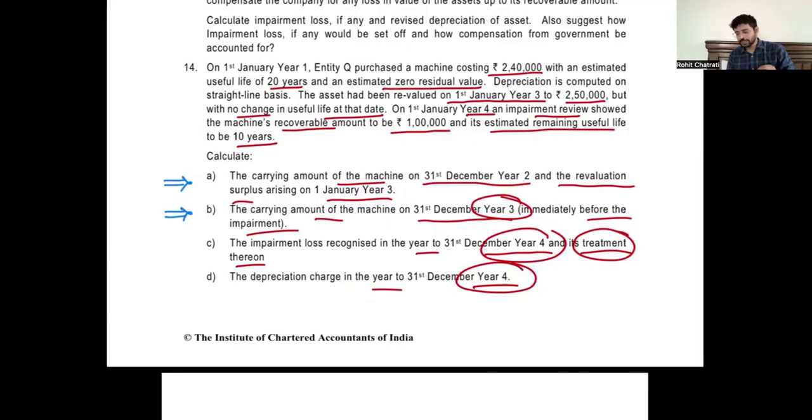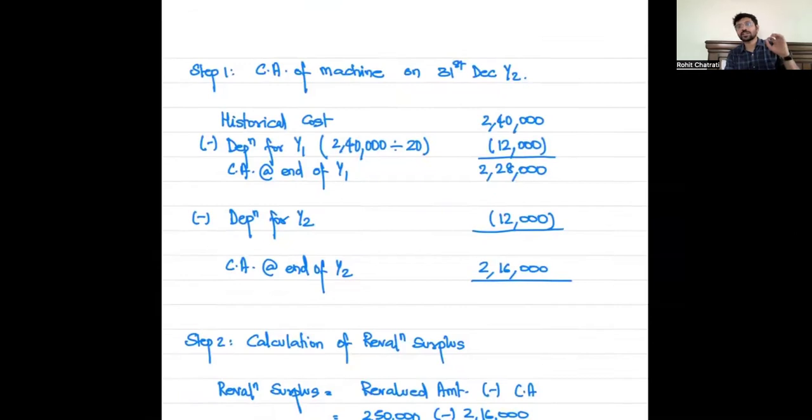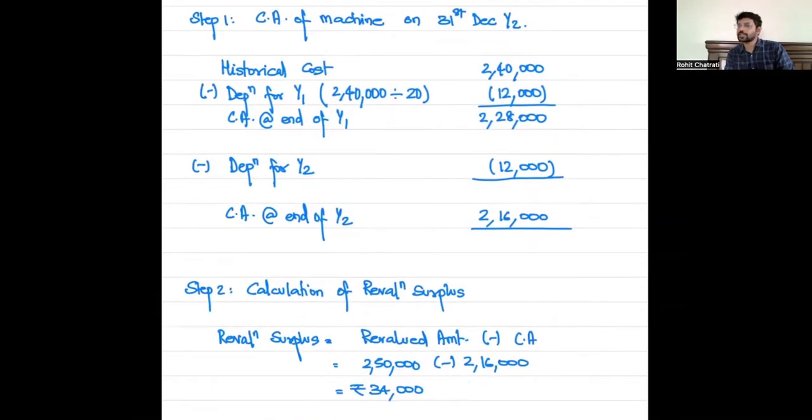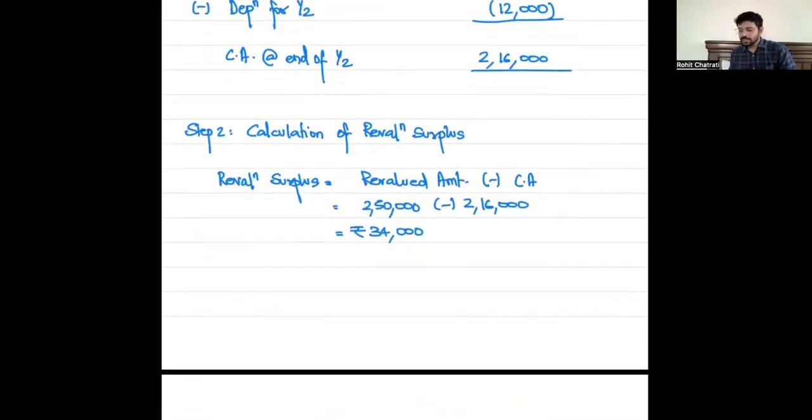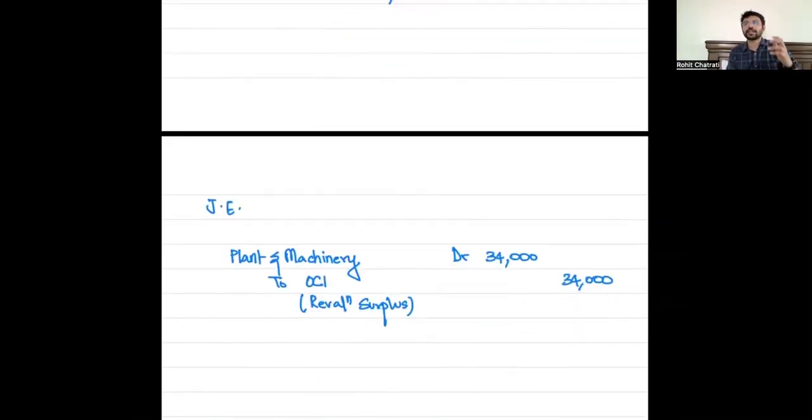Calculate the carrying amount of the machine on 31st of December year 3 immediately before the impairment. Now, the asset's carrying amount that we calculated at year 2 was 2,16,000. We decided to revalue the asset at 2,50,000 and therefore recognize the revaluation surplus of 34,000. Now, the asset whose original carrying amount was 2,16,000, after recognizing revaluation gain would become 2,50,000, because you're increasing the value of your machinery. So the asset's carrying amount after revaluation is equal to 2,50,000.